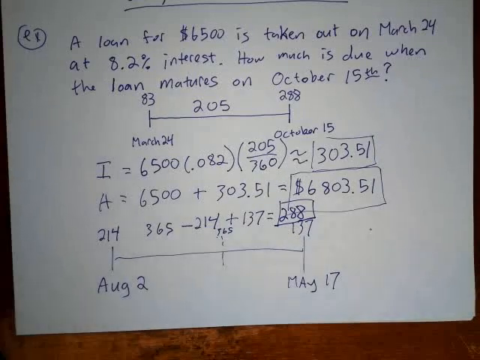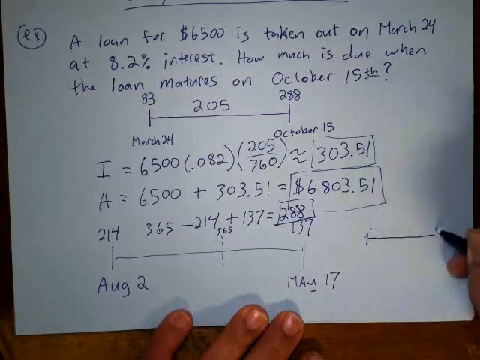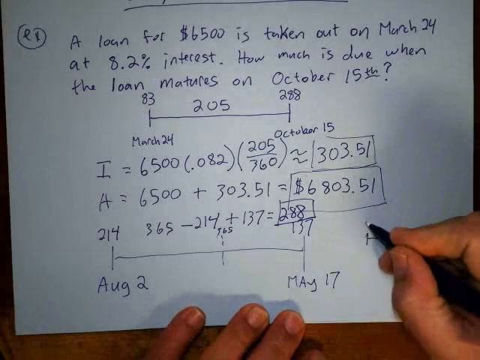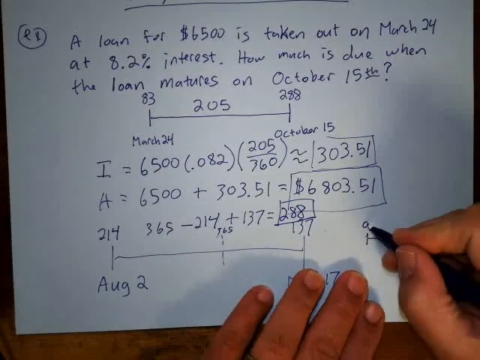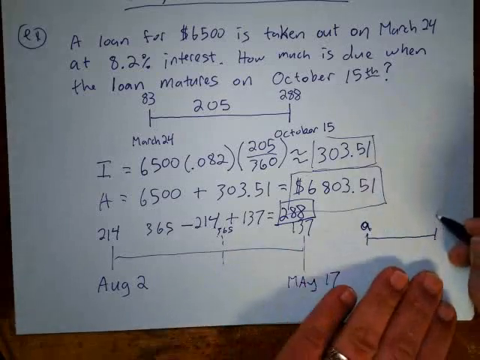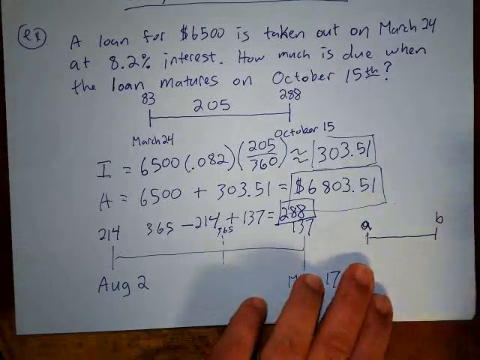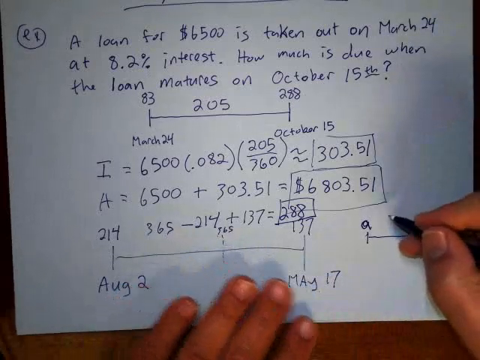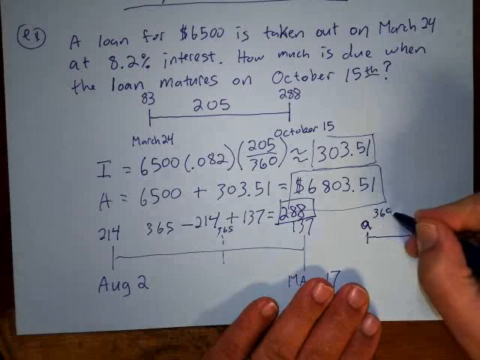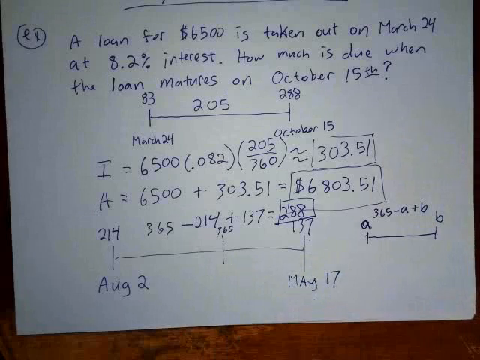So, a simple way of thinking about this, I don't know if this is helpful. Let's say the beginning date is the day of the year I'm calling A. The ending date is B, so we got A for the number of days for the beginning of the loan, B for the number of days on the end of the loan. And so what you're doing is you're taking 365 minus A plus B. That would be a formula that you could do.